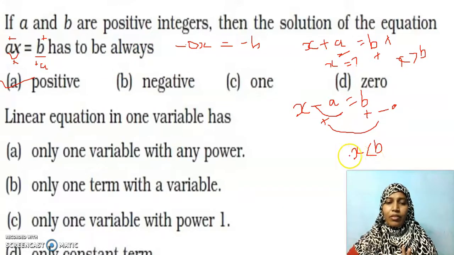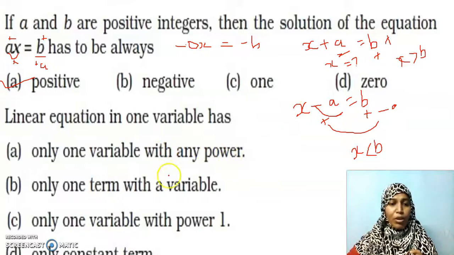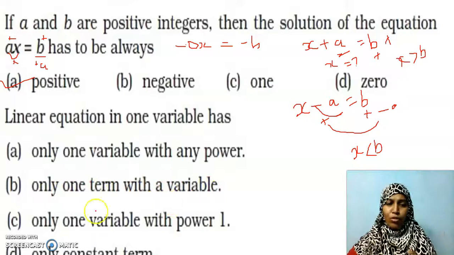Is it clear? Okay. So the next question is linear equation in one variable. A linear equation in one variable has only one variable with any power? Power raised to 4, power raised to 5, is it possible? No. Only one term with a variable? Will there be only one term? No. Only one variable with power 1. Yes, this is the right answer.